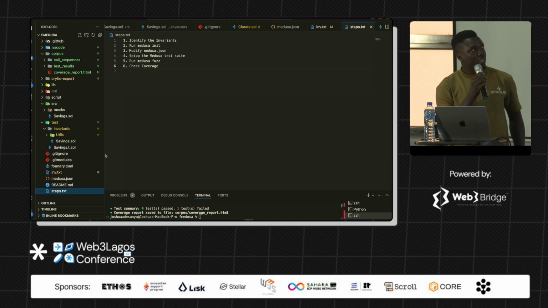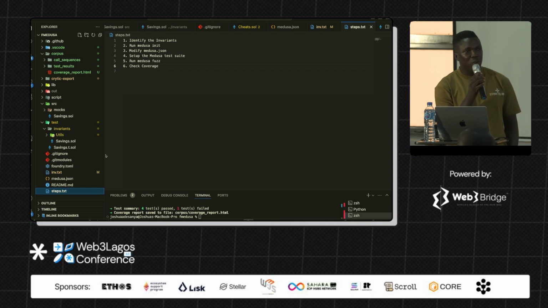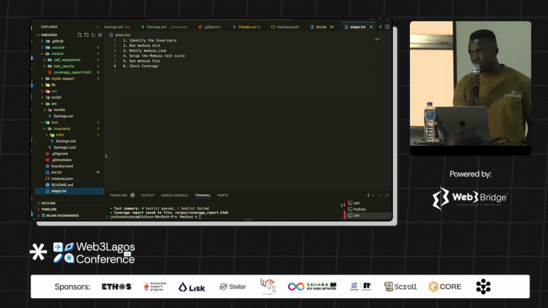The first thing that we need is to identify the invariant. It's very, very important. Medusa does not have any strength without your invariant. And like I mentioned before, if you actually want to fuzz, you need to have a solid understanding of the codebase you are trying to fuzz. It is not magic.